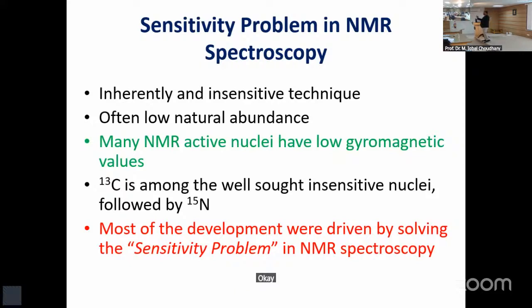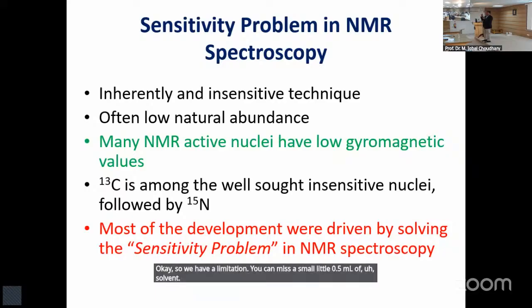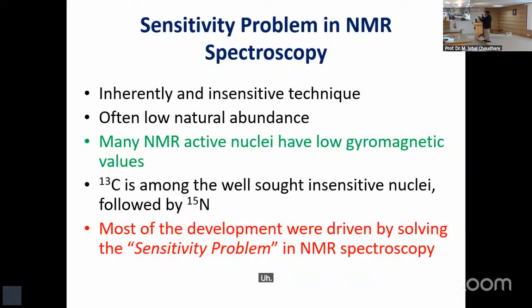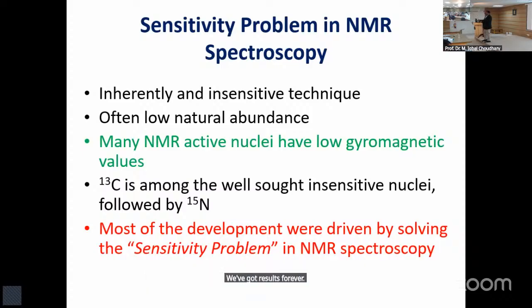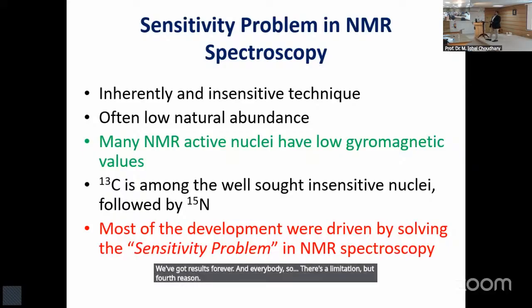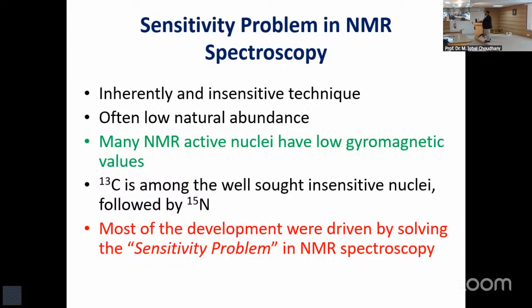Okay, so you have a limitation. This is a small little 0.5 ml of solvent. In 0.5 ml of solvent you can dissolve only a bit. You can't dissolve every quantity forever. So there's a limitation. Superconducting magnets are the ways of improving the sensitivity.